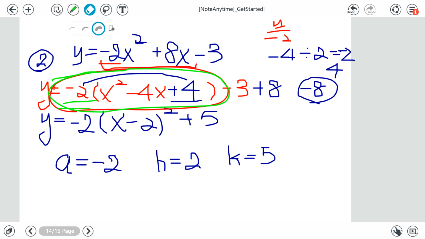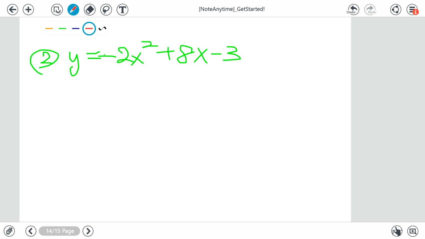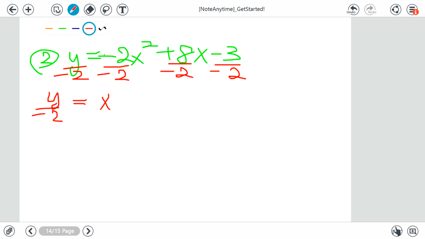Now, some people just don't like this way, so let's look at the other way that you can possibly do with the same equation. So y is equal to negative 2x squared plus 8x minus 3. So if you would like to, divide everything by negative 2 instead. Then I would end up having y over negative 2 is equal to x squared minus 4x plus 3 over 2. Now I would carry on the regular thing.